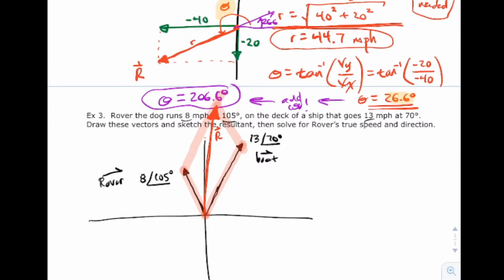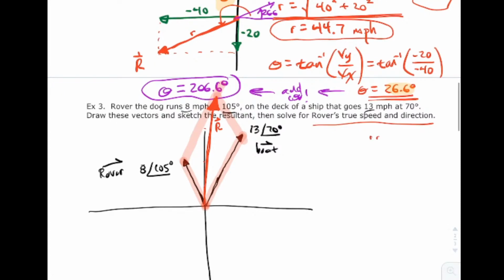Now, we want to solve for Rover's true speed and direction. That is what this resultant represents. Rover's running this way, but there's drift, so to speak. So which way does he really end up going? Well, if you're in a stationary drone looking down, you're going to see him going this way. His head will be pointed this way, but he'll actually be moving this way.